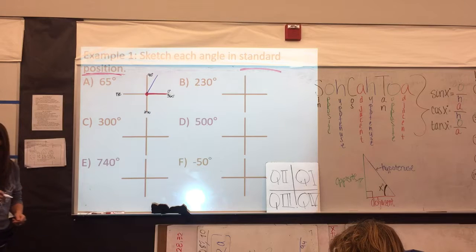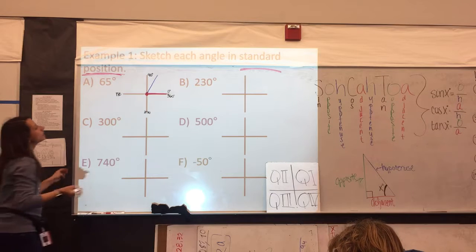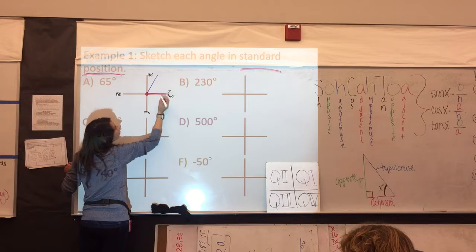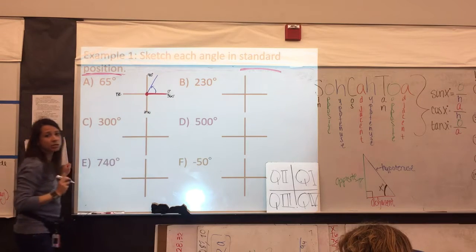Okay? The terminal side is the one that you're rotating, like on a clock. It's the arm on the clock. Okay? So, the only other thing you need to do is show your curve here, mark your angle with an arrow of the direction you went in.